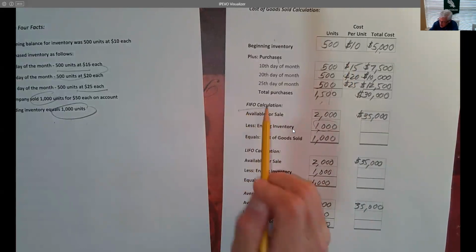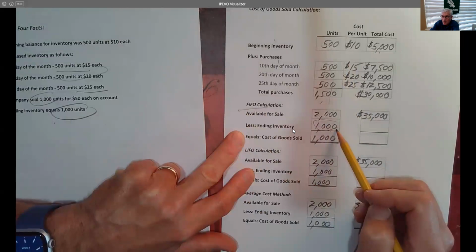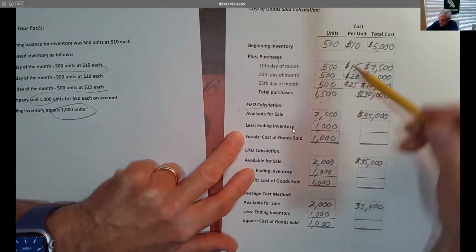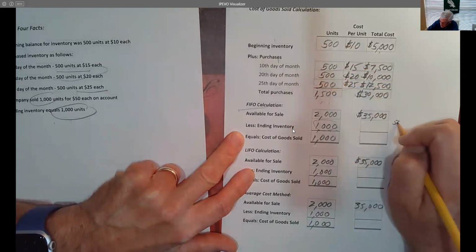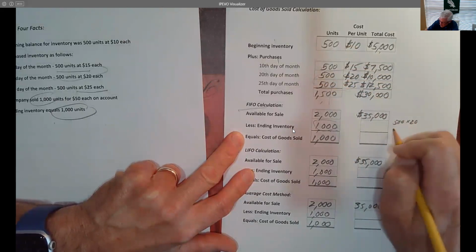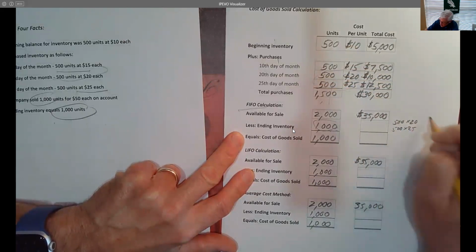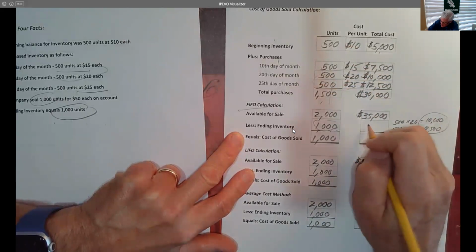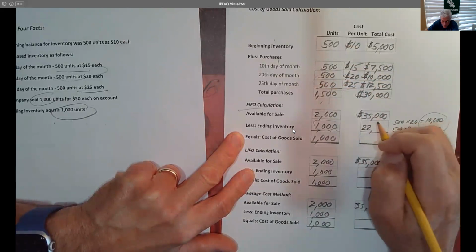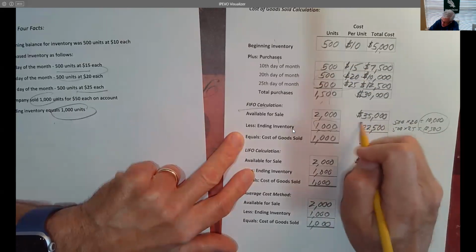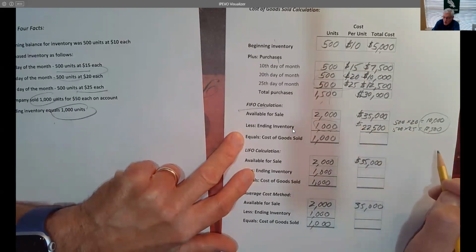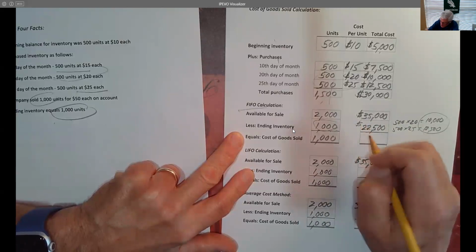So these 1,000, they're the ones that we bought recently, because the first ones we bought are the first ones out. So those 500 are gone. It's these that are still there. We have 500 times 20, which is 10,000, and 500 times 25, which is 12,500. We add these two together and we get 22,500. So available for sale, 35,000 minus ending inventory under FIFO, 22,500, and the cost of goods sold is going to be 12,500.